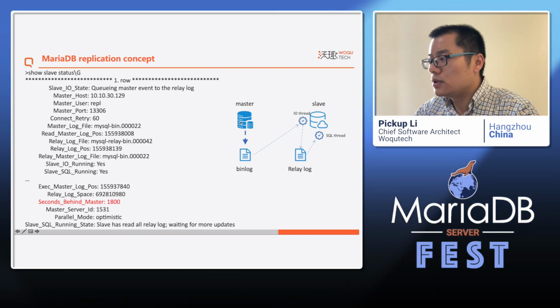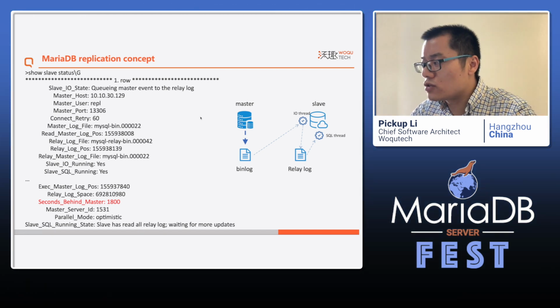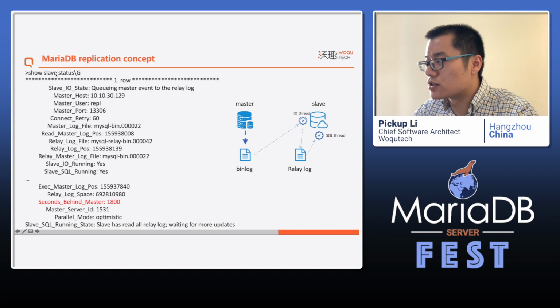On the slave, you can check the replication delay through show slave status, which you can see on the left of the slide. The value of Seconds_Behind_Master represents the delay of replication. As you can see, the Seconds_Behind_Master here is very large, which is 1,800 seconds.